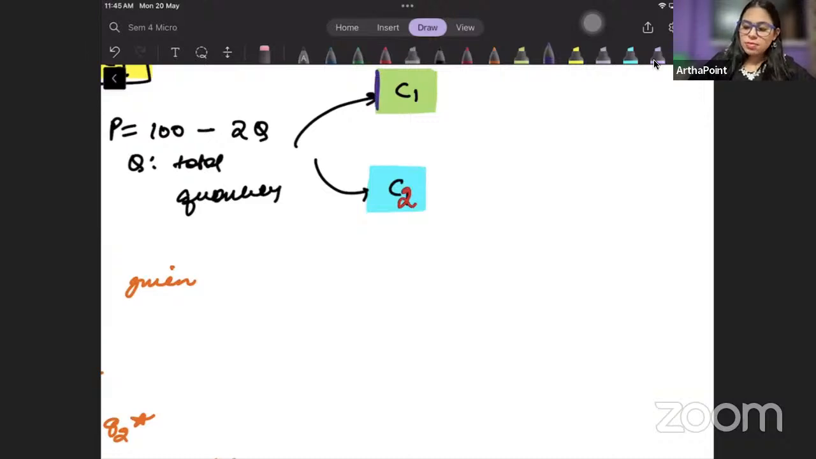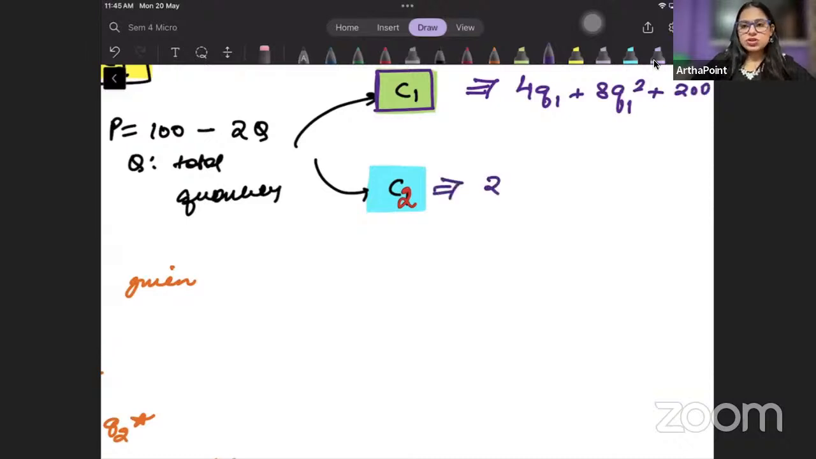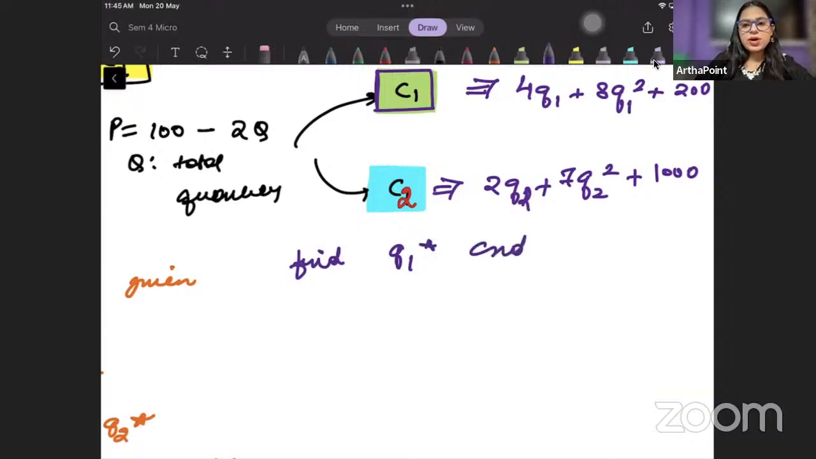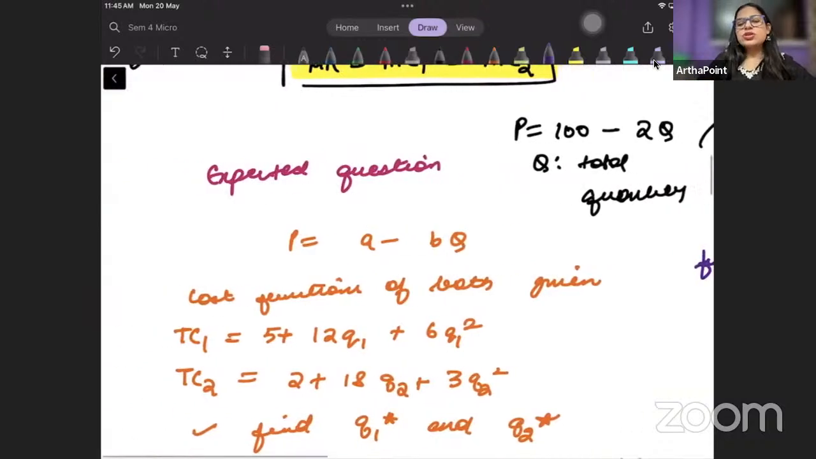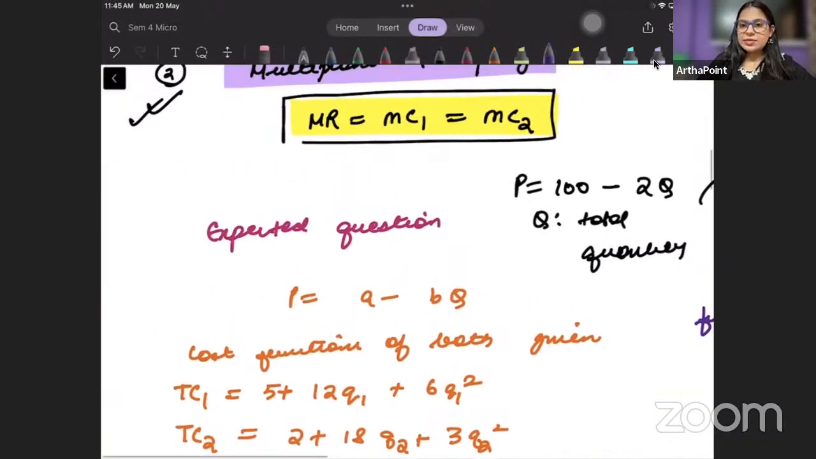Now, when we talk about plant 1, we are saying that suppose some cost function is given, 4Q1 plus 8Q1 square plus 200, and here some other cost function is given, say 2Q1 plus 7Q2 square plus 1000, right? So I am asking, sorry, make it Q2 here, I am asking you to find how much quantity you will produce with plant 1 and how much quantity you will produce with plant 2. So this kind of question is very, very common and it can be asked in exam.